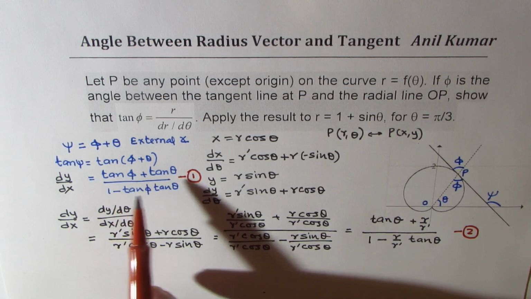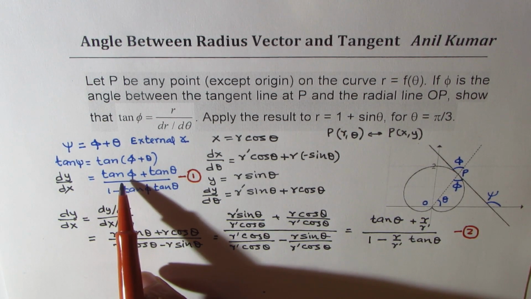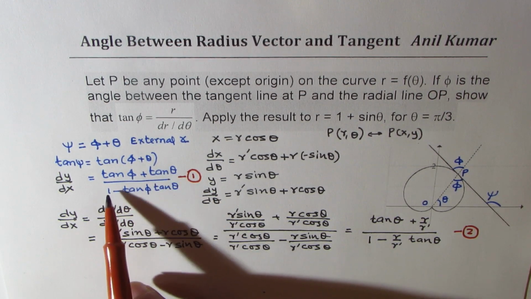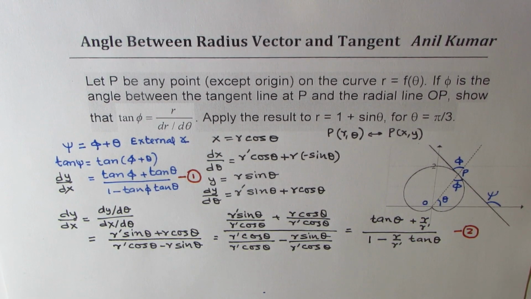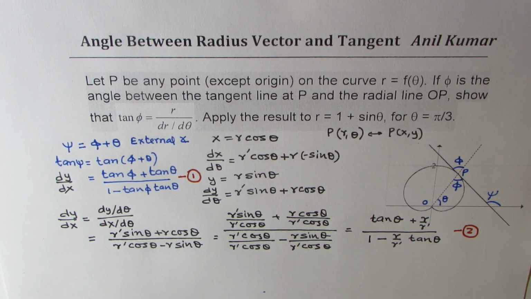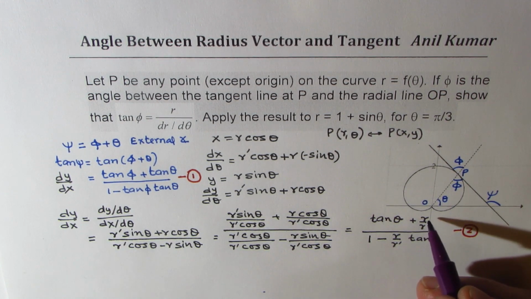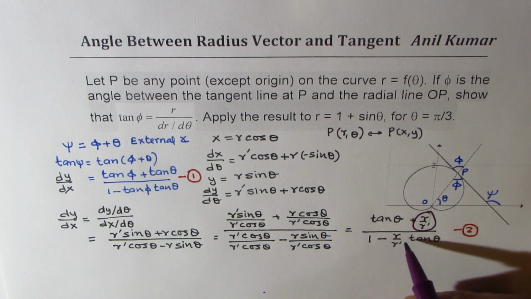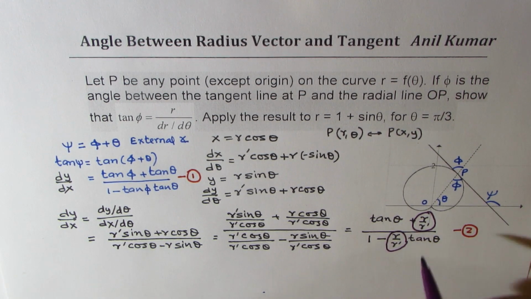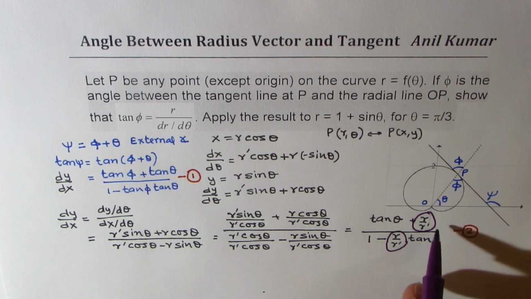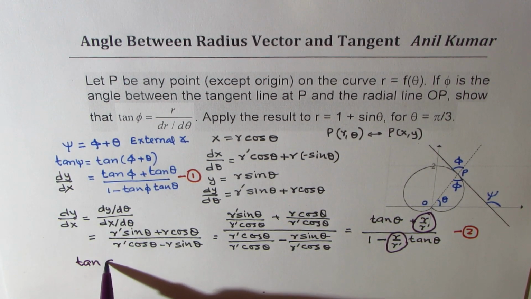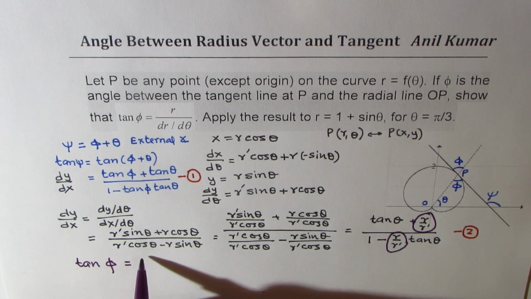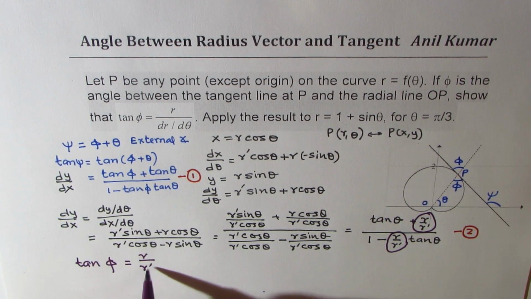In the numerator, we have tan theta plus tan phi, and in the denominator, we have 1 minus tan theta tan phi. Now here, do you notice the similarity? R over R dash could be written as tan phi. Do you see that? So from comparison, we can say tan phi is basically equal to R over R dash.